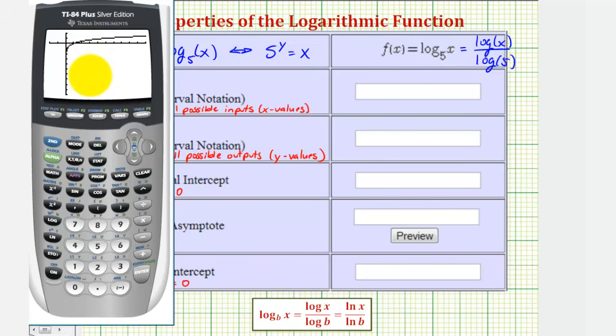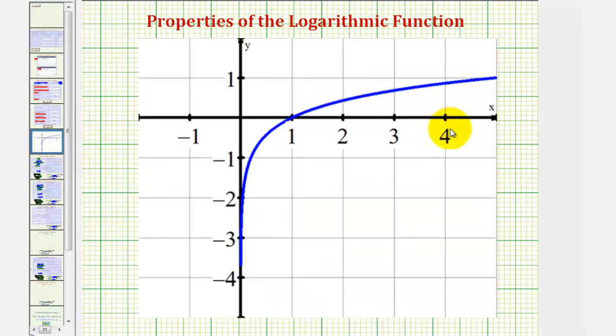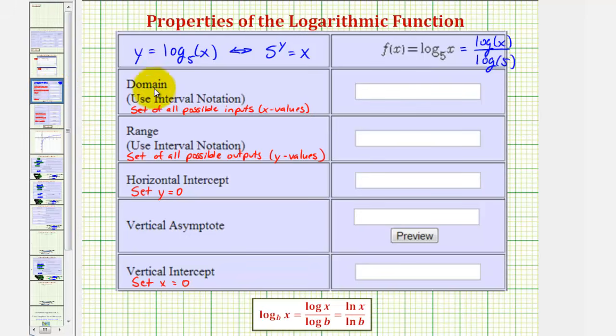But I did reproduce this graph on some different software so we can better analyze the graph. So we'll actually be using this graph here to analyze the log function. The first question asks for the domain of the logarithmic function, which is the set of all possible inputs or all possible x values. To do this analytically, I think it's helpful to look at the exponential equation here.